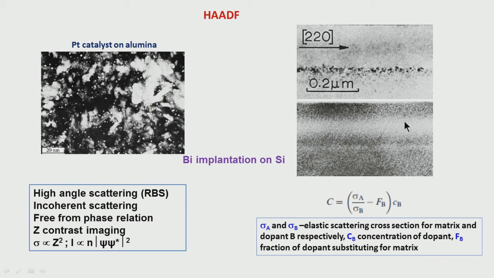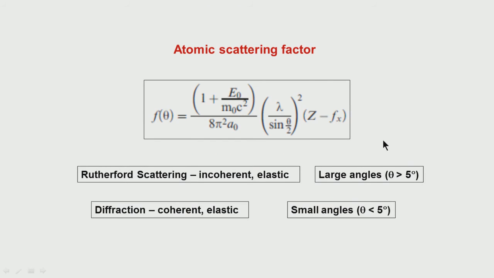The contrast which arises can be related using this formula, sigma A by sigma B minus Fb into Cb, where Cb is the concentration of the dopant and Fb is the fraction of dopant substituting in the matrix atom position. Sigma A and sigma B are the Rutherford scattering cross sections for matrix atoms as well as for the dopant respectively. Using this, you can find out how much contrast is going to be there. This is essentially a low resolution picture. This we have already discussed.